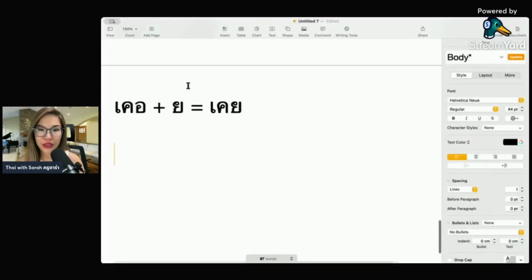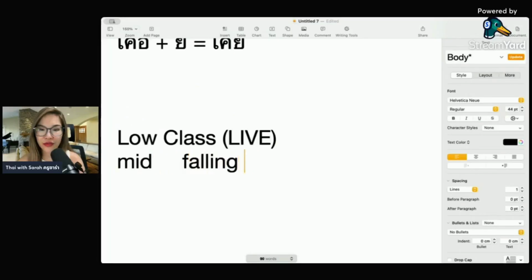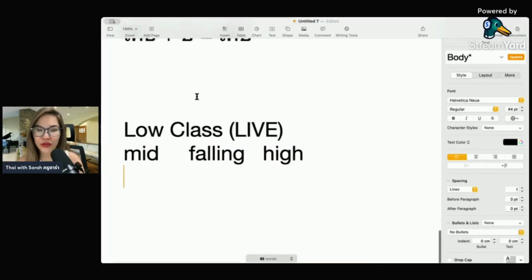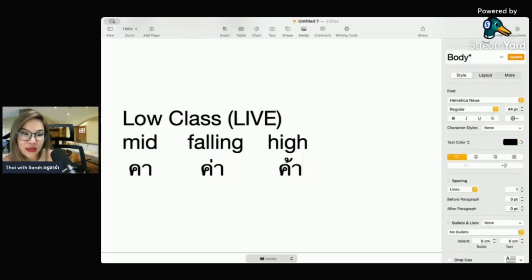Okay, so now how do we learn low class consonants? For the live syllable, we have middle tone, falling, and high. This one is so difficult to get familiar with, right? Because this one is ka, now this one is falling ka, and then high ka. So the way I teach in my class, I usually tell my students to just focus on falling, maybe for a day or two or for a week, until you feel familiar with it. So, for example, ka. This one is always going to be falling tone.